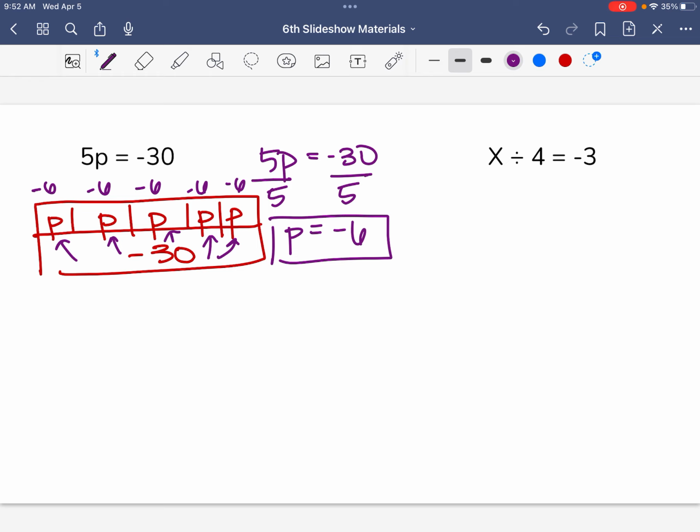Okay, and if we wanted to check, we could just take this value of negative 6 and say, hey, 5 times negative 6, does that equal negative 30? And it sure does, and we have verified our solution.